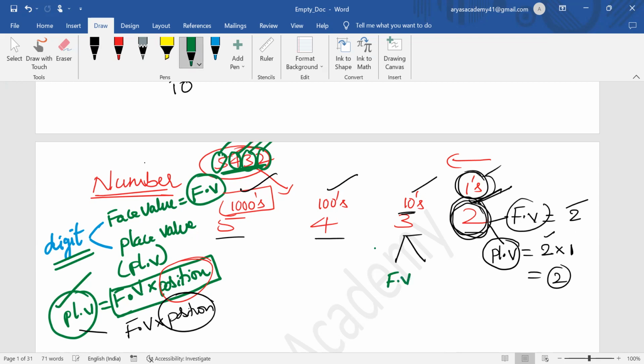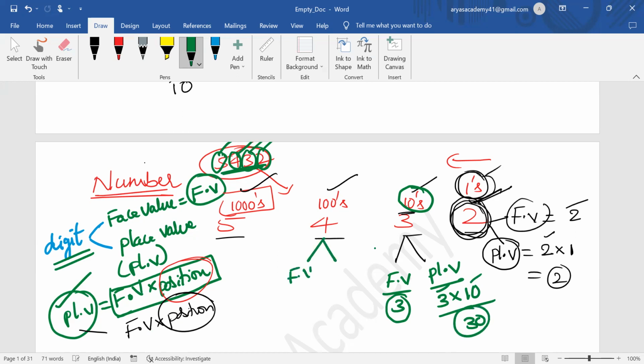So by looking at 3, if I ask you what is face value, obviously it is 3. But the place value of 3 will be slightly different, because to obtain the place value, you have to take the face value and multiply that face value with the position. 3 in this particular number is at position 10, 10's position. So if you multiply face value with 10's position, you will get how much? 30. Now I am considering 4. Obviously, it is very clear by now, the face value of 4 is 4. And the place value is obtained by multiplying the face value 4 with the position of 4 in this particular number, that is 100. So 4 into 100 will give you how much? 400.